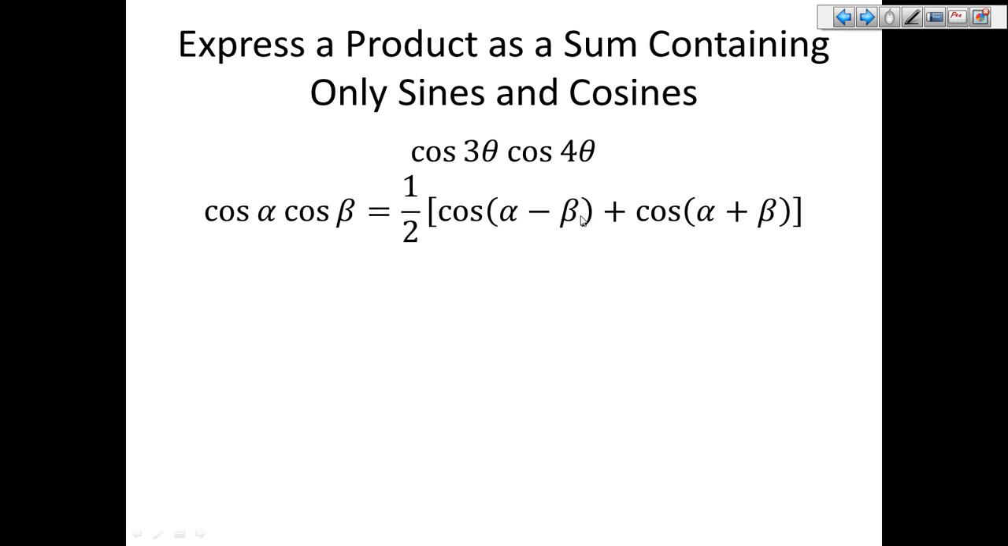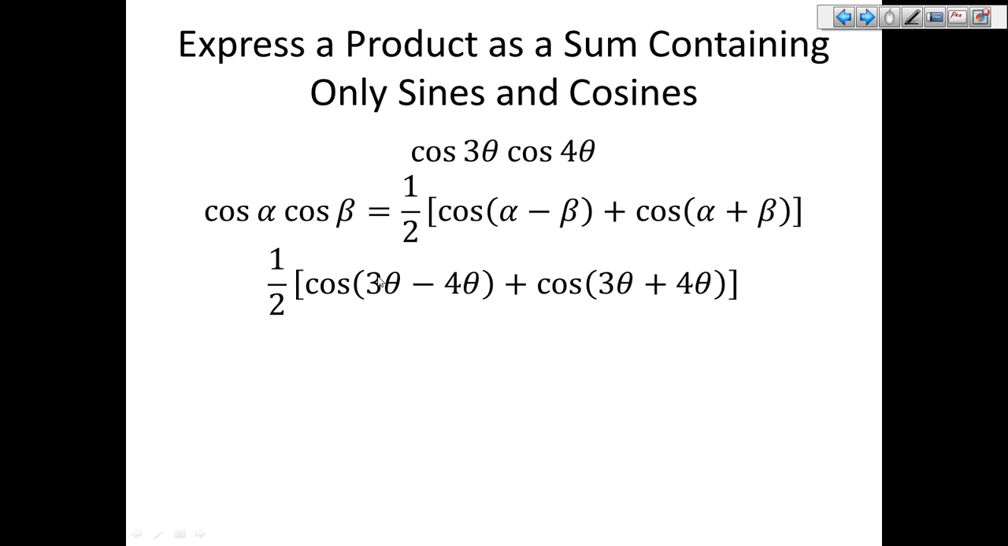Now, does the order matter? Well, no, not really. It really doesn't, because I could switch these two cosines up and I could have cosine of 4 theta times the cosine of 3 theta. So it really doesn't matter which one's alpha, which one's beta. I would suggest that you stick with it the way it is, but you can always use the even and odd properties to straighten it out later. I'll show you what I mean. So I'm going to go ahead and plug in 3 theta as my alpha, and that 4 theta is my beta in both cases.